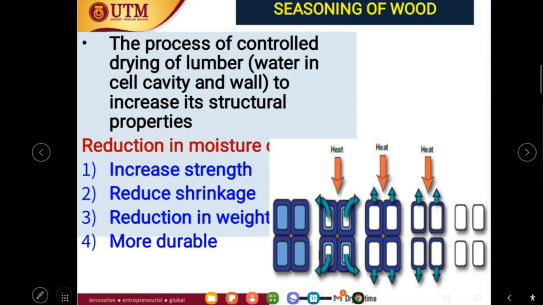During the reduction of the moisture content, it will of course increase the timber strength and reduce the shrinkage. After the wood has been dried out, it will not shrink anymore, which means the dimensional stability is already stable. And then there is reduction in weight, because as we have already discussed earlier, most of the weight in the timber comes from water. It will also become more durable, because without the presence of water inside the timber, it can prevent the attack from the wet rot and also from the dry rot.